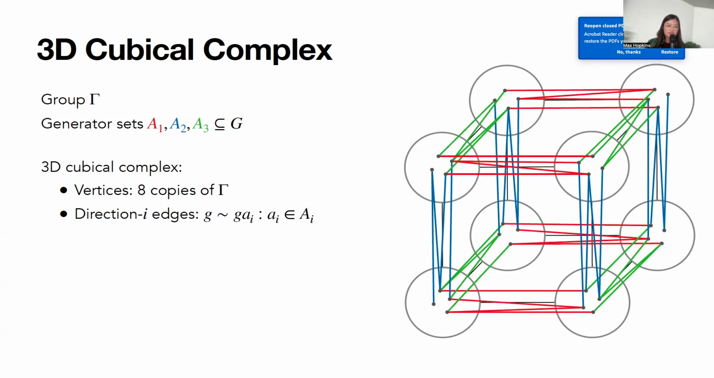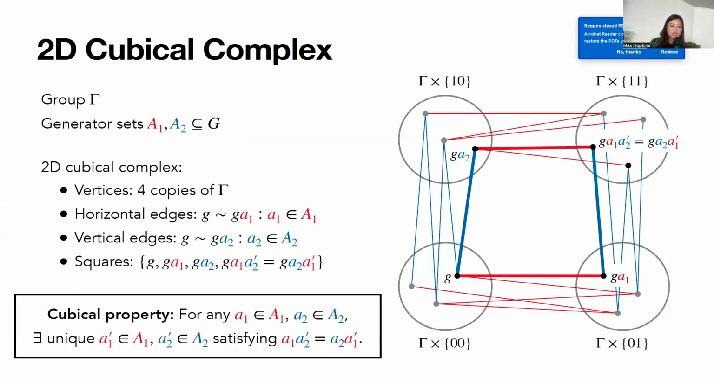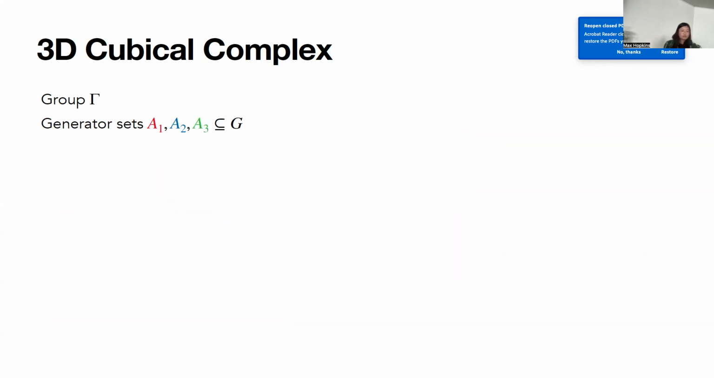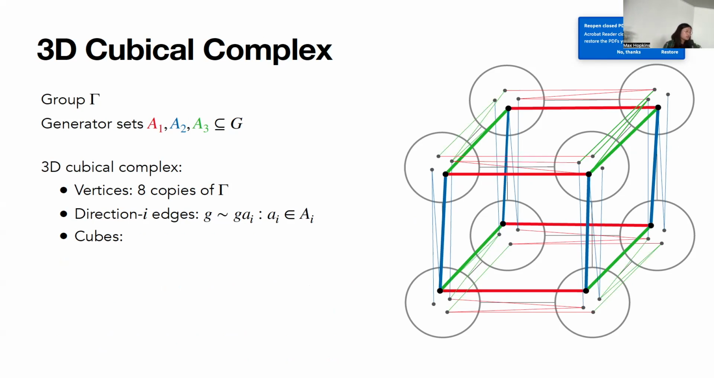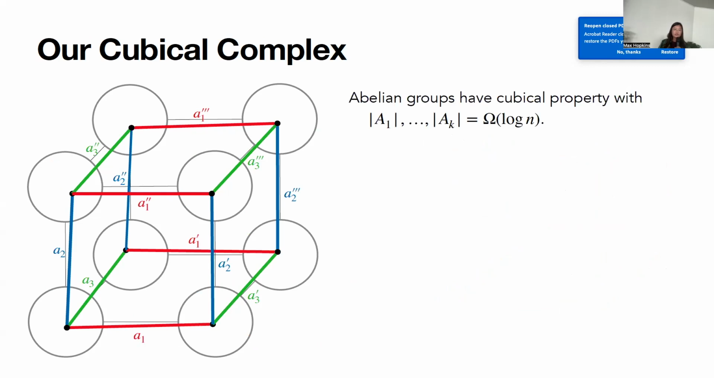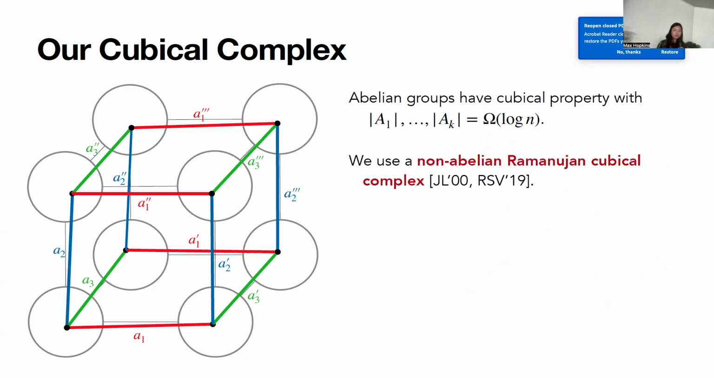Okay, let's talk about this cubical property. Maybe let me go back to the previous slide really fast. The cubical property has this kind of commuting condition. It's semi-commuting, because it's not really commuting, but if you have an abelian group, it turns out the cubical property is trivial to satisfy. Because if you have A1 and A2, you can just pick A1 prime equals A1 and A2 prime equals A2. So then you satisfy the cubical property. But unfortunately for abelian groups, the smallest generator set is going to be of log size, and we're going to really want constant degree. So we're going to have to use some non-abelian groups for our construction.